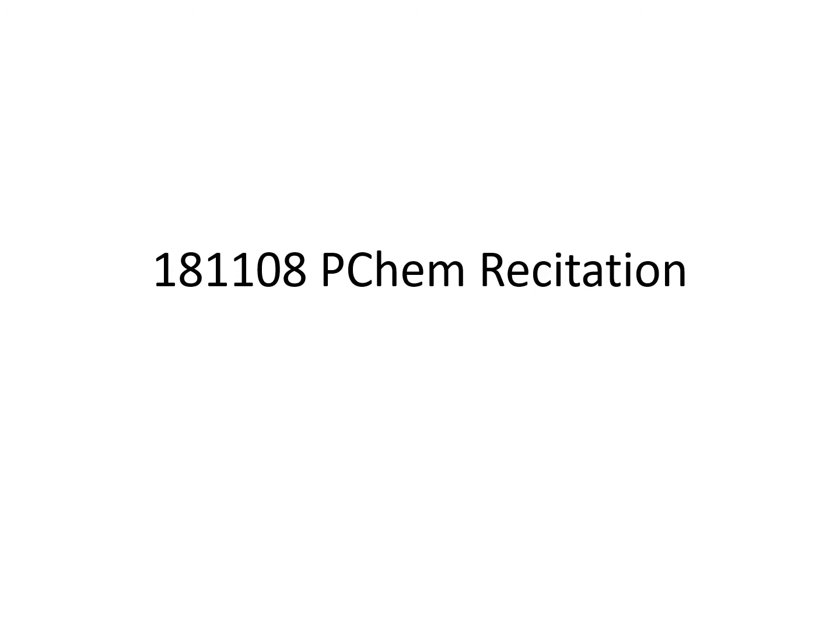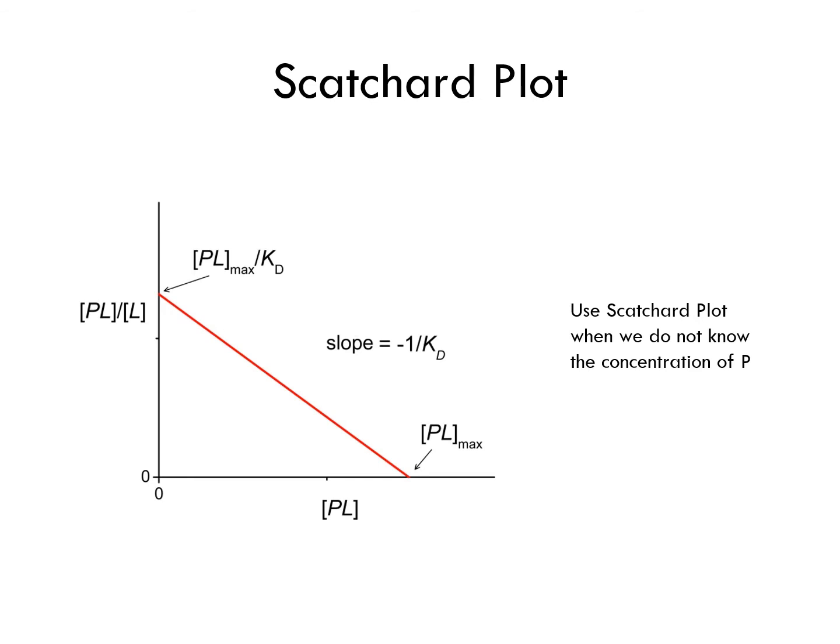I'm going to talk about something that I mentioned at the end of the last video, which is Scatchard plots. So we've talked about them a bit in recitation last week as well as in class. So I wanted to point out more specifically what they actually represent. On your x-axis, you are going to have your protein-ligand concentration. And then on your y-axis, you're going to have your protein-ligand divided by your ligand concentration.